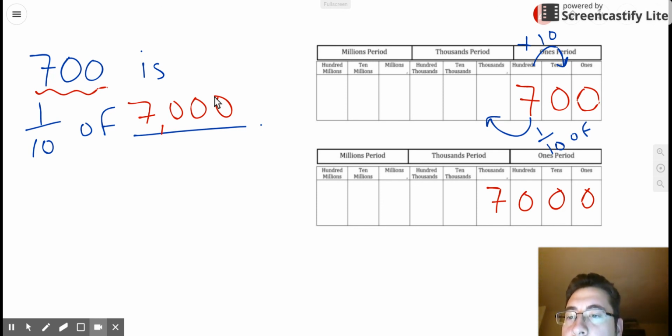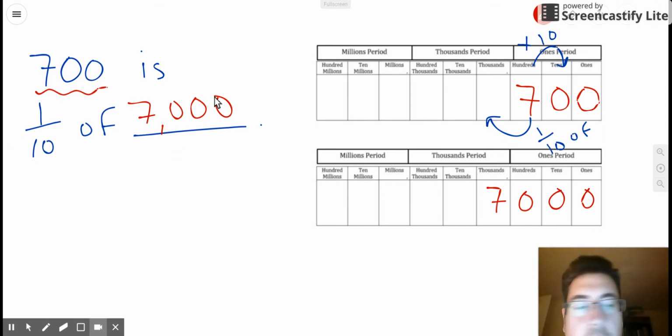Whenever you have a problem like this, you just need to take a close look at the number they give you and examine what place value position is the greatest place value position represented in the number. In this case, 700. The 7 is in the hundreds place, and that's the greatest place value position represented. And then we just need to find, okay, well, what is the hundreds place 1/10 of? And the hundreds place is 1/10 of the thousands place. And so 700 is 1/10 of 7,000.